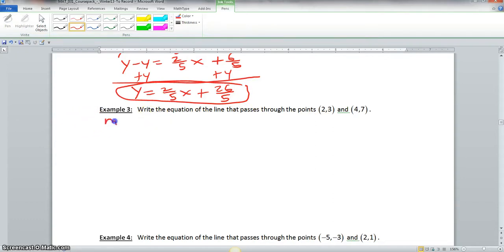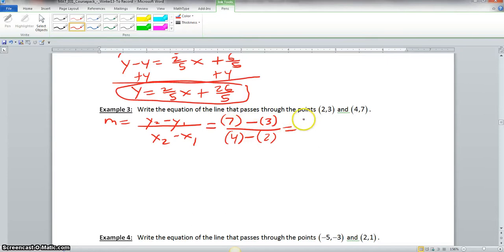So we would take m is equal to, now our slope formula we know is y sub 2 minus y sub 1 over x sub 2 minus x sub 1. Now we'll substitute. Y sub 2 is 7 minus y sub 1 is 3, all over x sub 2 is 4 minus x sub 1 is 2. So 7 minus 3 is 4 and 4 minus 2 is 2. So our slope here is 2. So we have a slope of 2, and we could pick either ordered pair. I'm going to pick the second one.